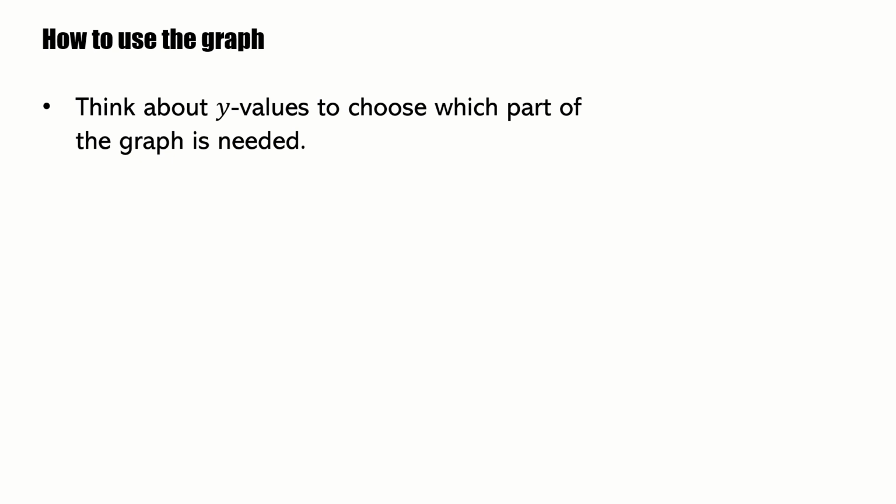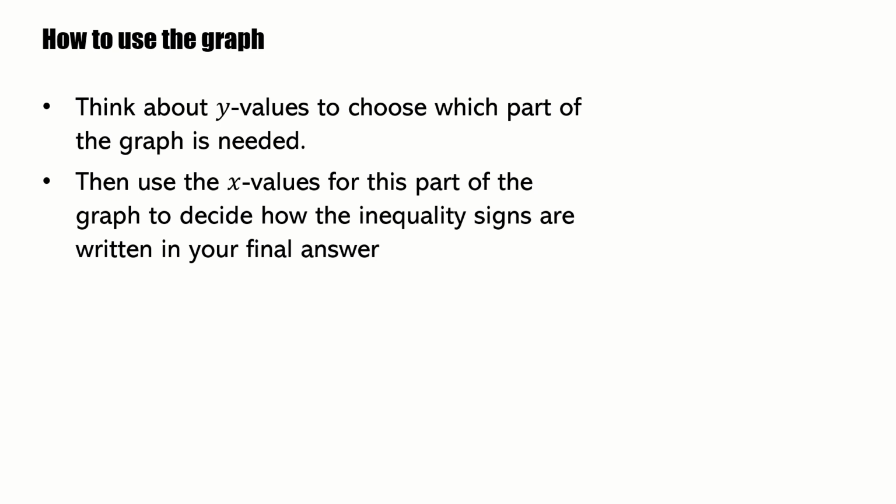And then once you've decided which part of the graph is the important part, you're then going to be looking at the x values for that part of the graph you've chosen to then decide whether we should be talking about less than or greater than the critical values we had before.